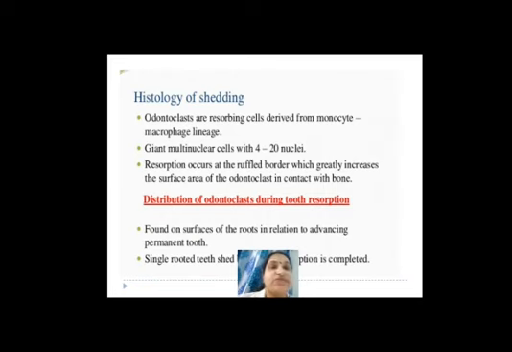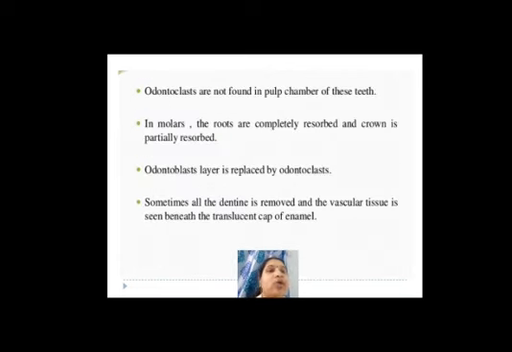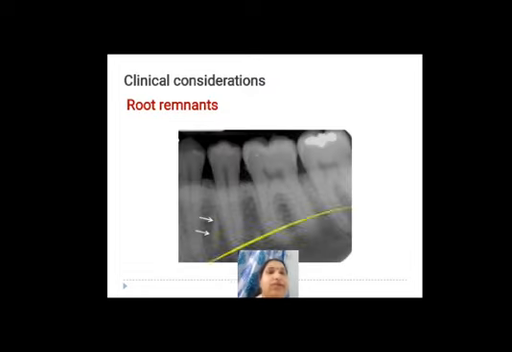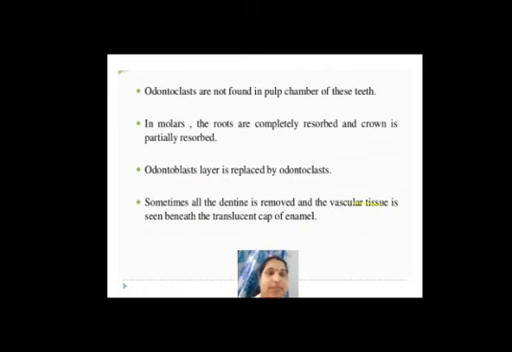On the histology of shedding, the major cell which is responsible for shedding is the odontoclast. Odontoclasts are resorbing giant multinuclear cells with about 4 to 20 nuclei, and they are found on the surface of the roots in relation to the advancing permanent tooth. And odontoclasts are not found in the pulp chamber, and in molars the roots are completely resorbed. Sometimes all the dentin is removed and the vascular tissue is also seen beneath the translucent cap of enamel.